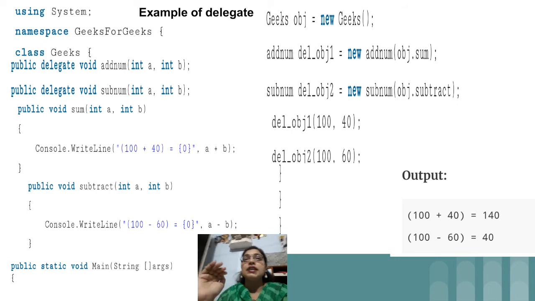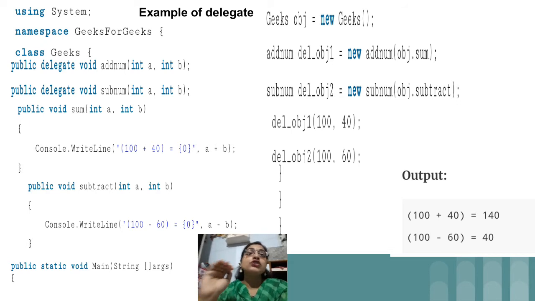So in this case I have created an object of a class. Our class name is gigs, which contains these two methods, sum and subtract. So now Gigs obj equal to new Gigs. So in public static void main we have created an object of the Gigs class. After that we will create an object of a delegate. So this is the third step, that is instantiation of the delegate.